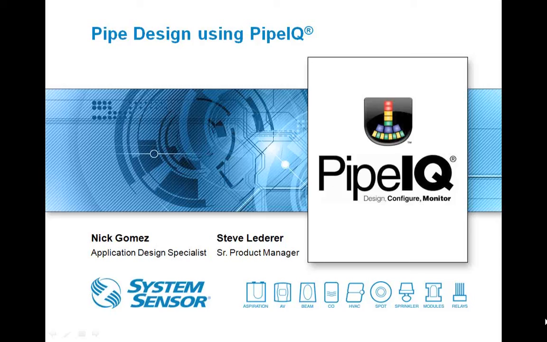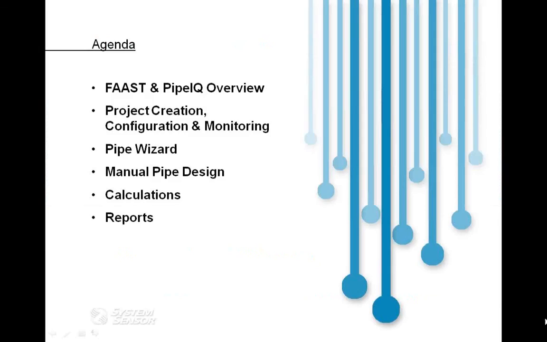As David just mentioned, I'm Steve Lederer. I am the Product Manager for FAAST and PipeIQ, the software that supports the FAAST aspirating smoke detector. So first, today in this webinar, we're going to give a general overview of FAAST fire alarm aspiration sensing technology and a quick overview of PipeIQ before we get into actual project creation, configuration, and the monitoring function in PipeIQ. And then Nick, our application design specialist, will go over the Pipe Wizard, manual pipe design using PipeIQ, and also the calculations and reports that are provided in the PipeIQ software.